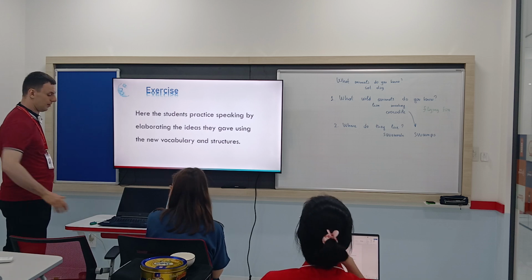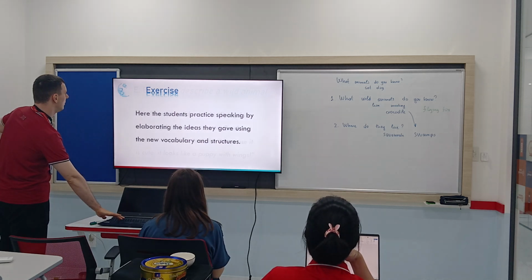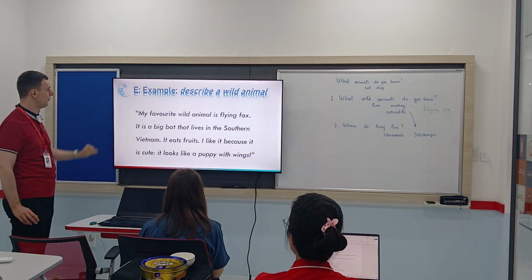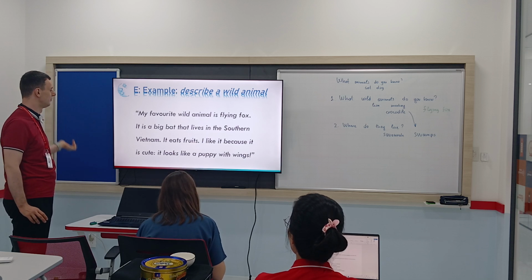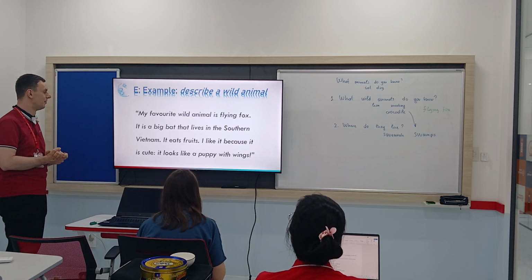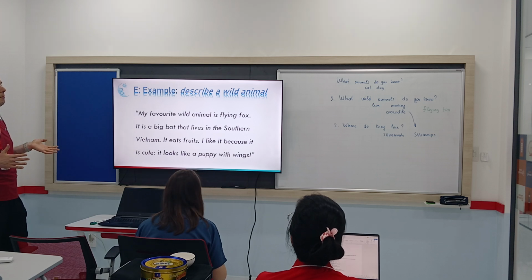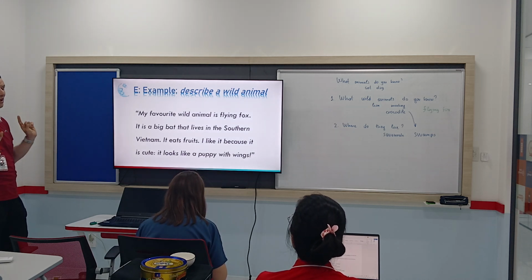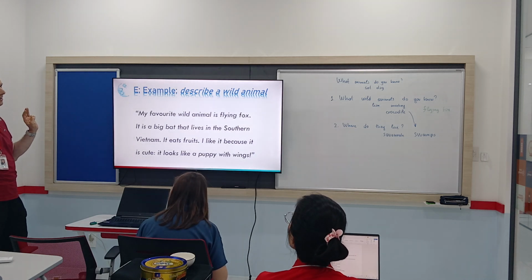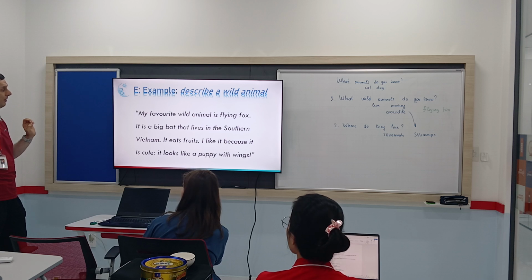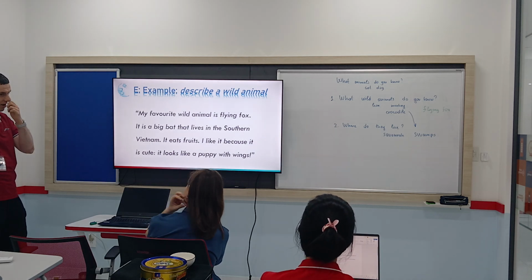So basically, again, they revolve around the same idea. We jump from naming an animal, one word, to full answers. You say, my favorite wild animal is the flying fox. It's a big bat that lives in southern Vietnam. It eats fruits. I like it because it's cute. It looks like a puppy with wings or something. So in the example phase, they need to make a complex answer, not one word, not one sentence. Even at primary school level, ideally 3 sentences, at least 2 sentences. For these children, it's very possible.